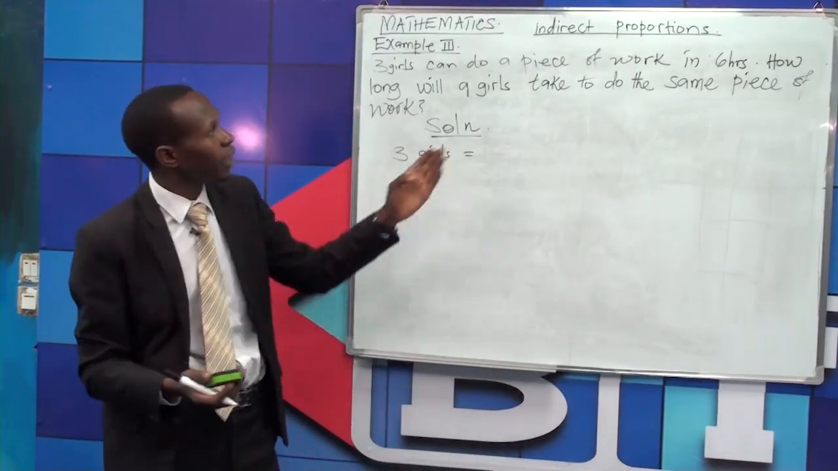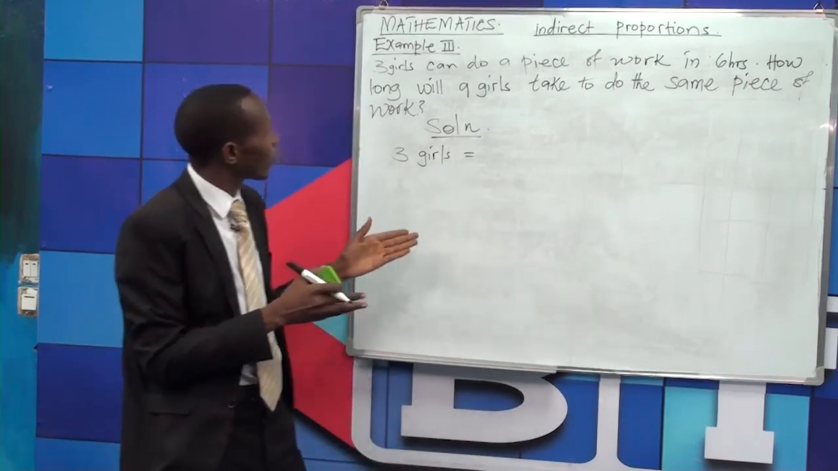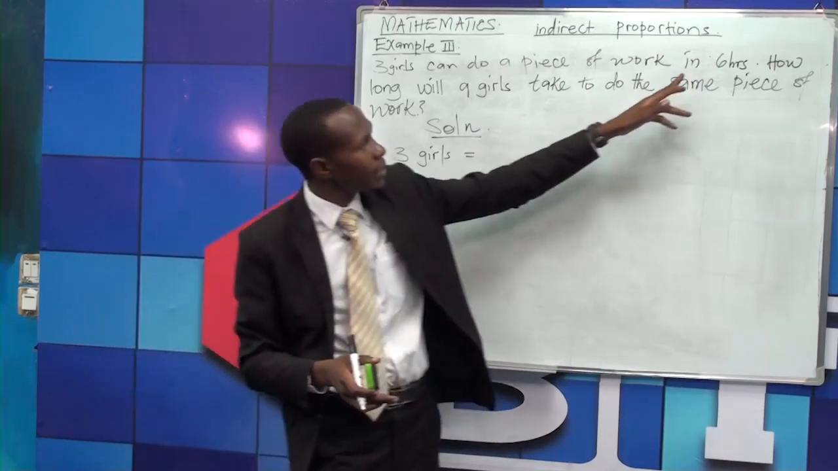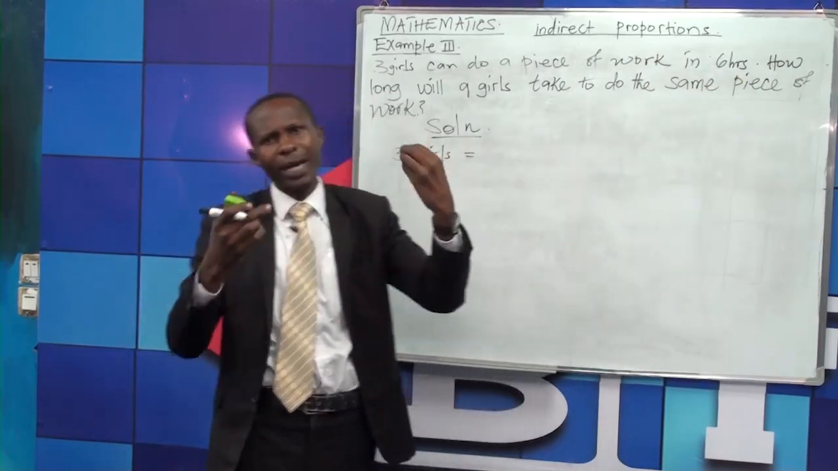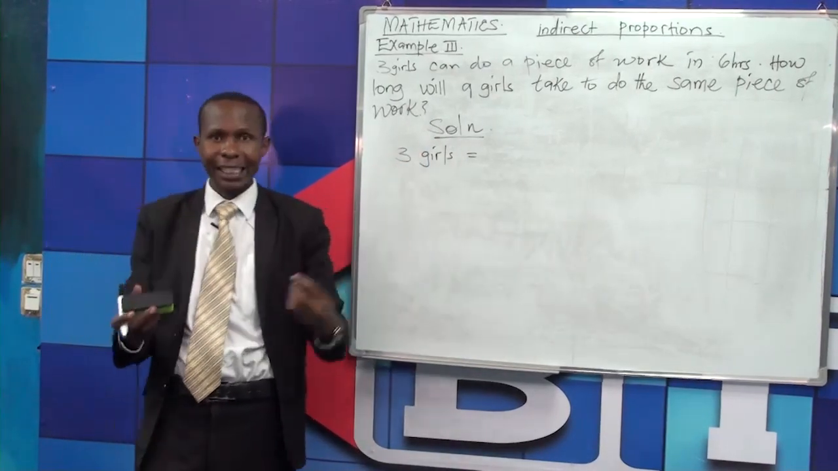We don't know which kind of work they were exactly doing. But when they are 3 of them, they can do that piece of work in how many hours? 6 hours. So let's look at this in daily life. Let's bring this home and look at it.